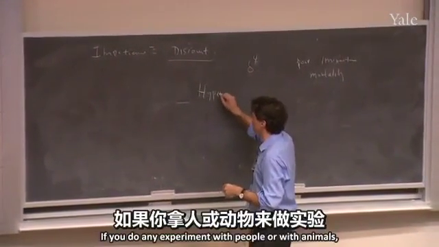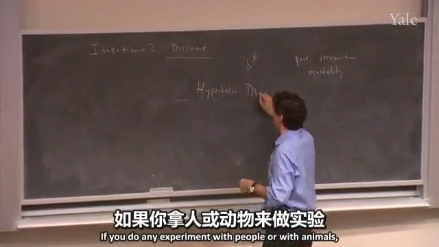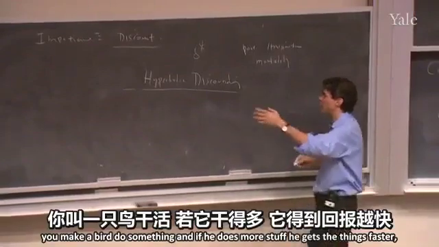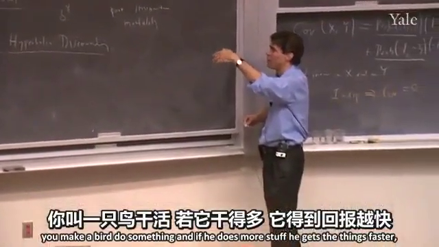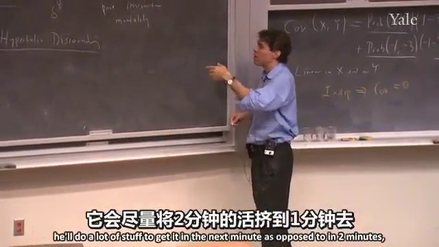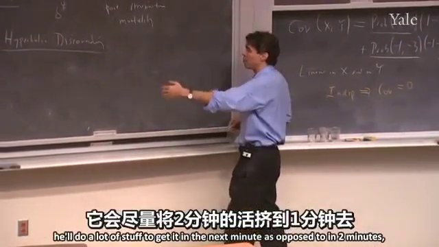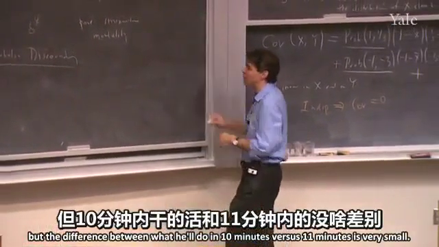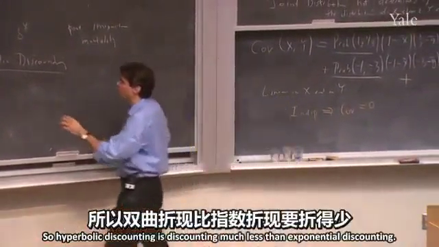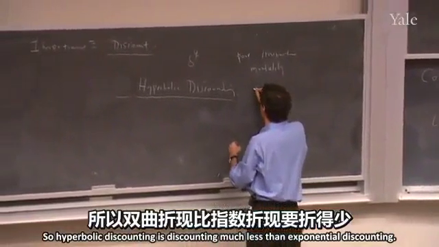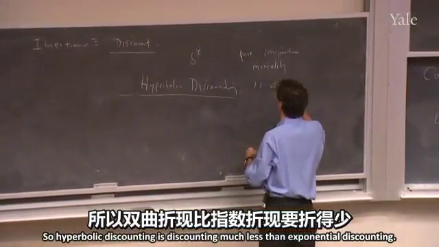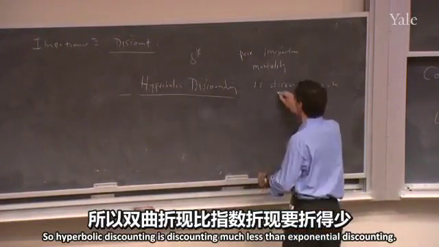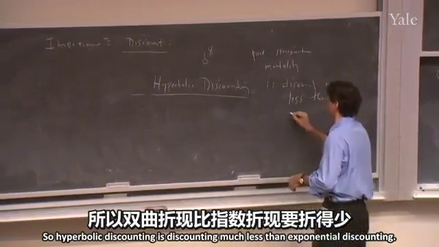If you do any experiment with people or with animals, say you make a bird do something, and if he does more stuff, he gets the reward faster, he'll do a lot of stuff to get it in the next minute as opposed to in 2 minutes. But the difference between what he'll do for 10 minutes versus 11 minutes is very small. So hyperbolic discounting is discounting much less than exponential discounting.